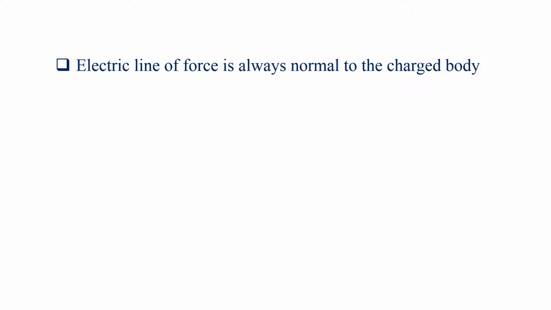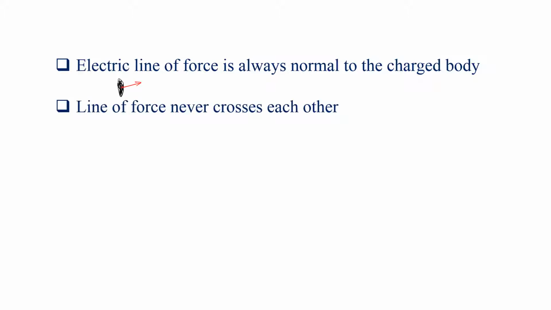Third one, the electric line of force is always normal to the charged body. Suppose this is my charged body, and the line of force is always normal, that means normal to this surface. Another one is that lines of force never cross each other. That means I have two lines of force here, indicated by a blue line and a black line, and the feature of lines of force is that they never cross each other.